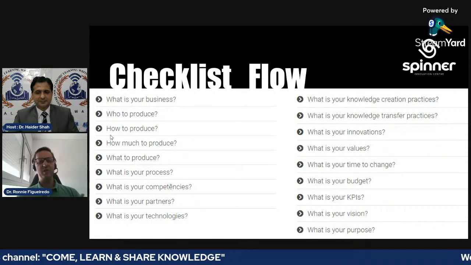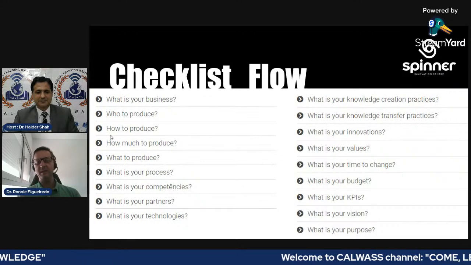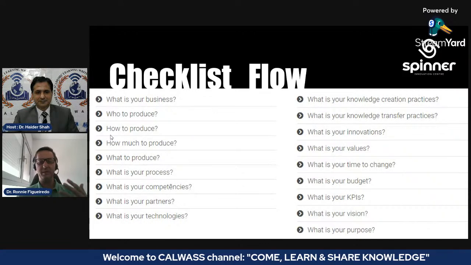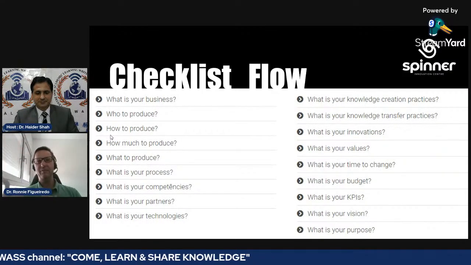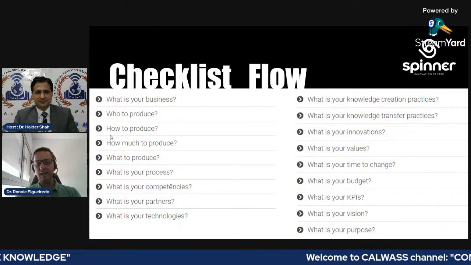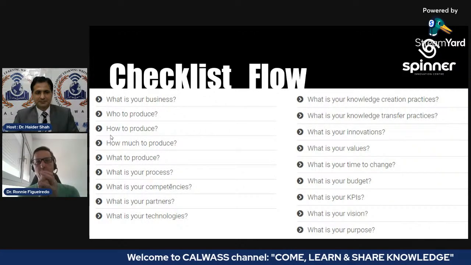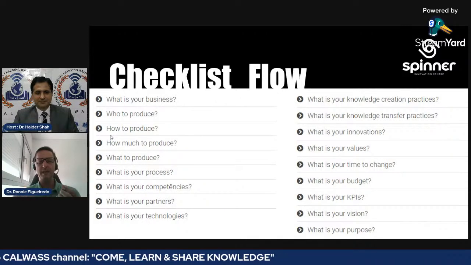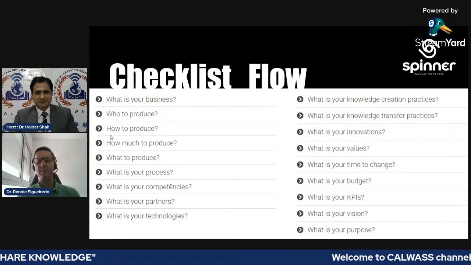What is your time to change? Do you have the money, the funding, or not? What are your KPIs, or how can you measure this process in terms of innovation evolution? What is your vision, what would you like to see in the future, in the next 3, 4, 5 years, and looking at the present, what is your purpose? Sorry, what are the main ideas of the people engaged in this big transformation named innovation?